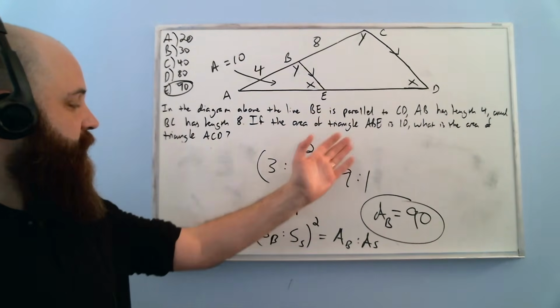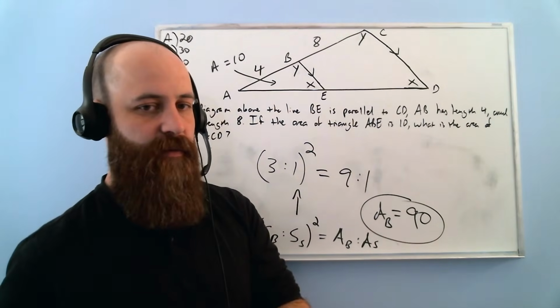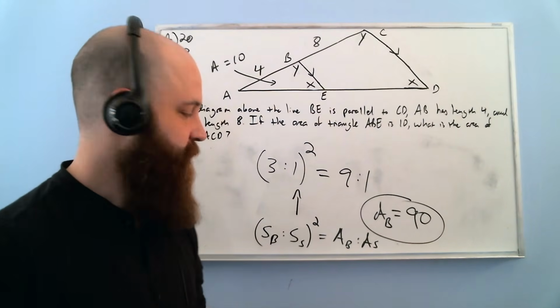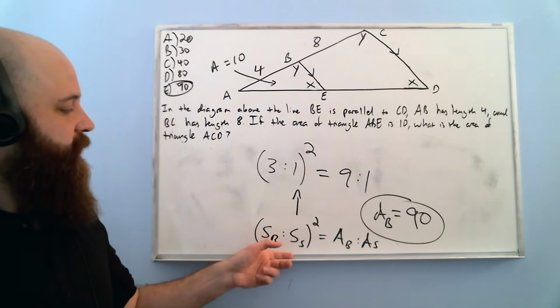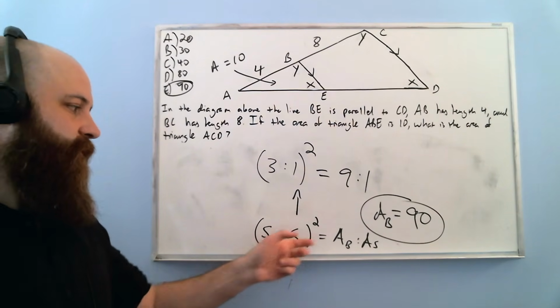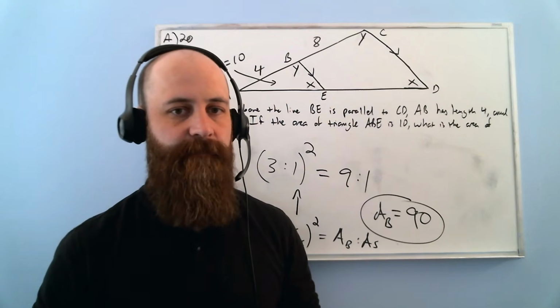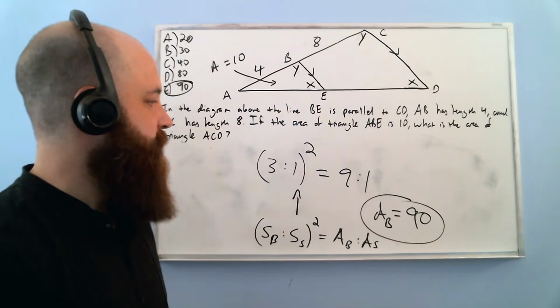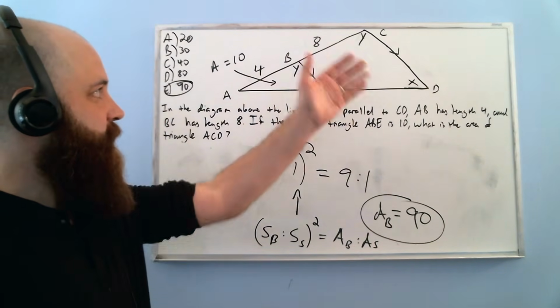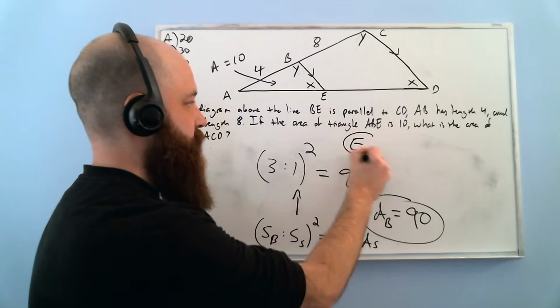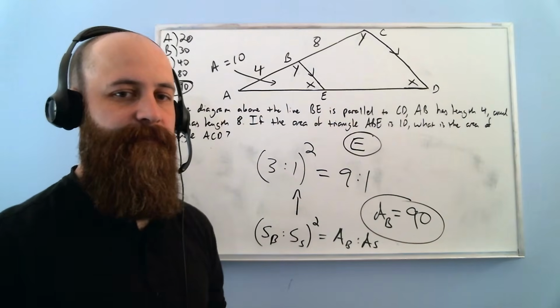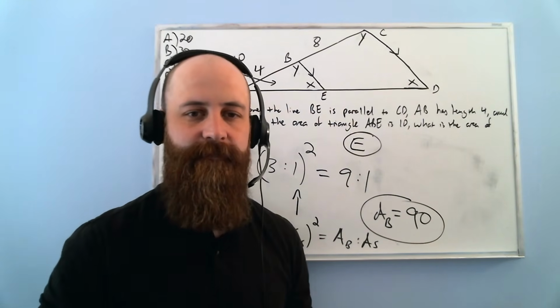In this question, we also wanted to figure out, if I know the ratio of the side lengths, what's the ratio of the areas? And this is a handy tool to have in your kit. If I know the ratio of the side lengths, go ahead and square that, and you get the ratio of their areas. So that's what we did, and that led us to find that the big triangle has an area of 90, which gave us the correct answer for this question, E. All right, great. Let's take a look at the next one.